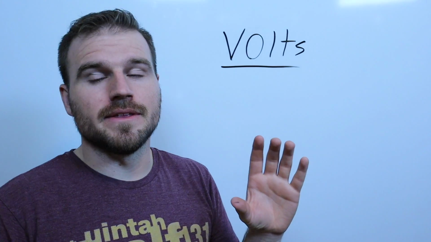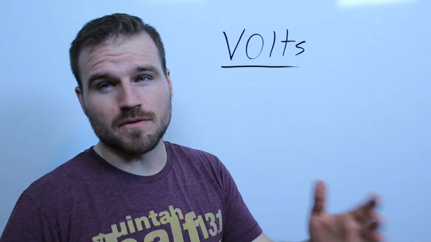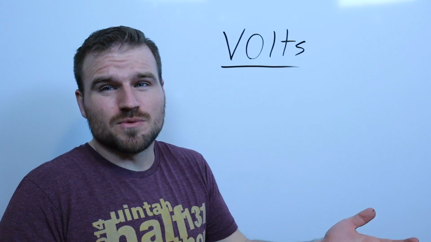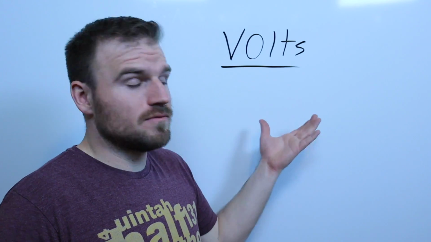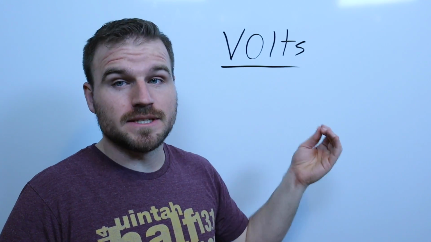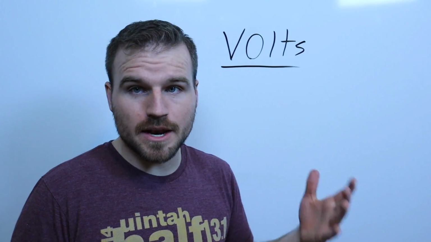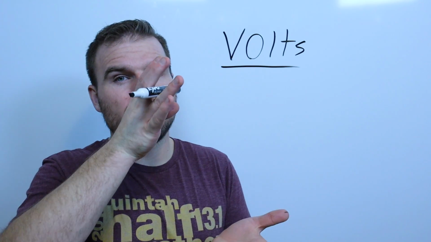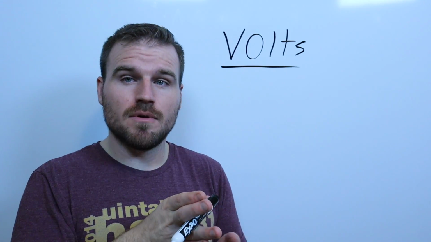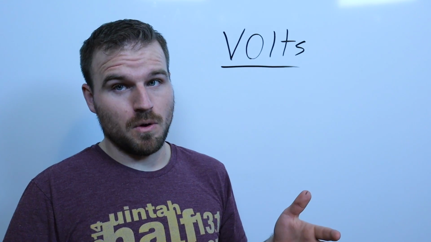You've worked with a battery that says 9 volts on the side, or maybe you've replaced your car battery and it's 12 volts. Well, again, voltage is a measurement of a potential difference in an object. So in a battery, we're measuring how much difference there is from the negative pole over to that positive pole.